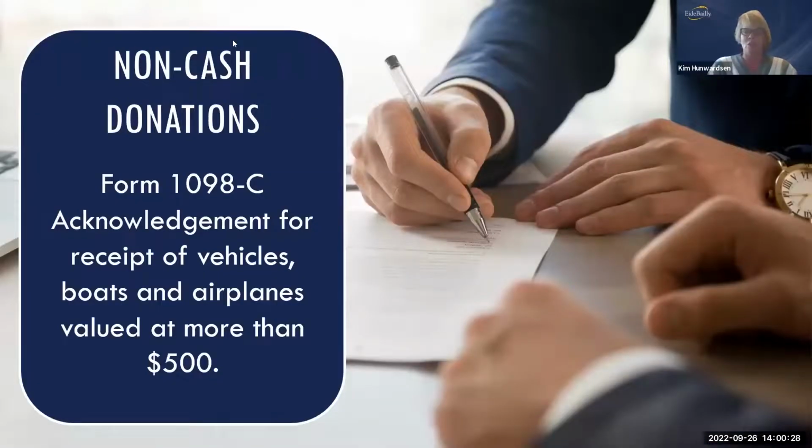There's also a Form 1098-C, which is an acknowledgement when you receive vehicles, boats, or airplanes of more than $500. So that's a completely different form that you need to complete and provide to a donor when you receive these types of donations. This can be used as your donation receipt to those donors, but one copy is going to get filed with the IRS, another copy is going to be provided to the individual.